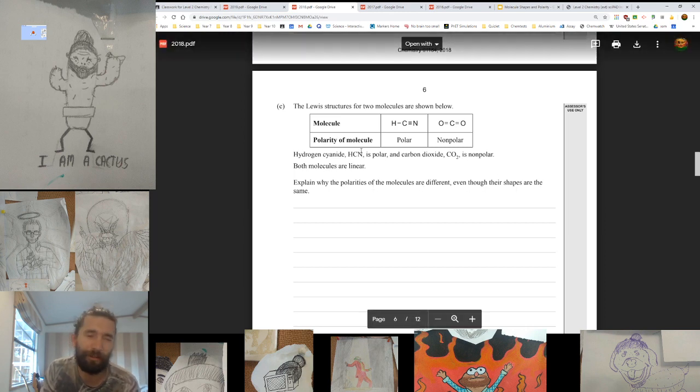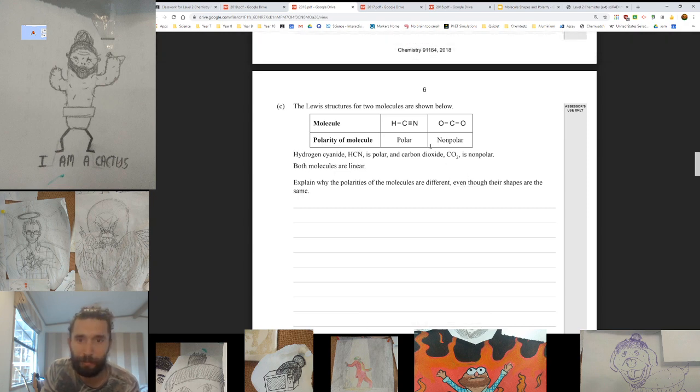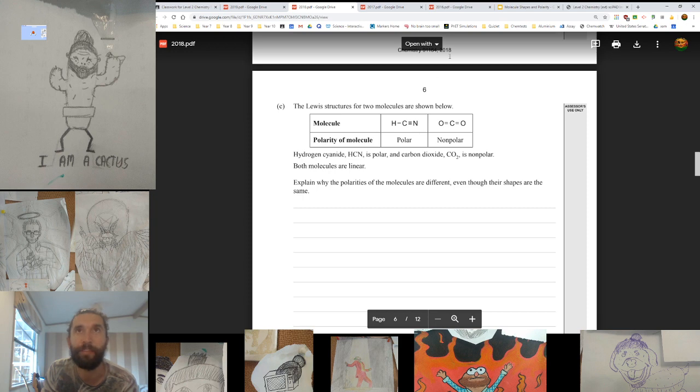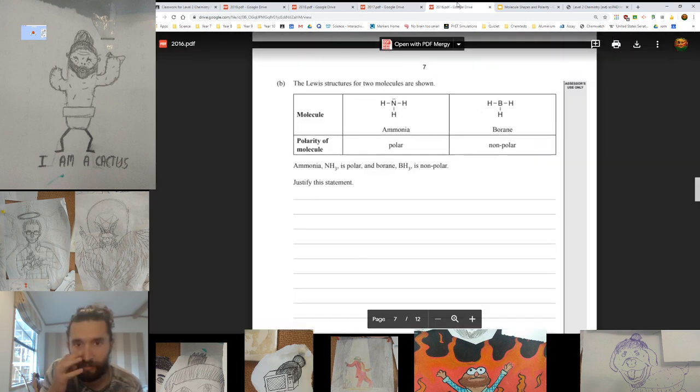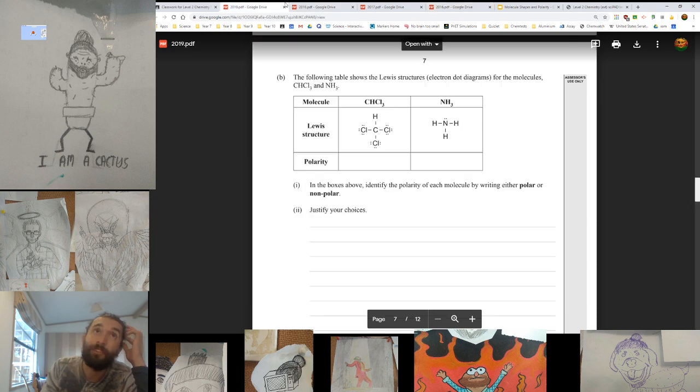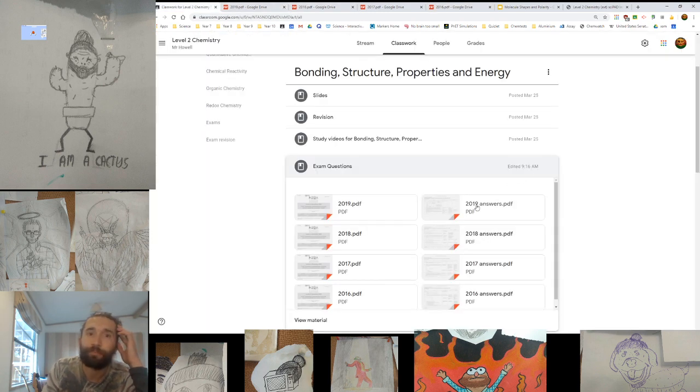So this one is pretty much the same thing, but you've got to compare it, saying they're both linear, but they've got different polarities. It's basically the same question. 2017, exactly the same thing, justify if it's polar or non-polar. And 2016, polar, non-polar, justify. So these questions are really good because they're really repetitive. If you can do it one year, you can do it the next year.